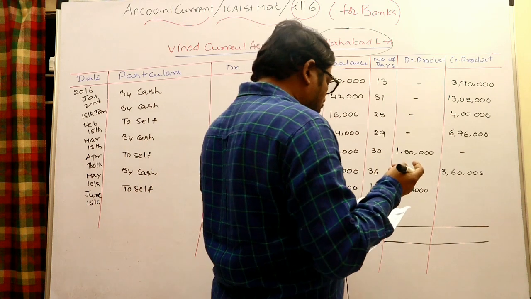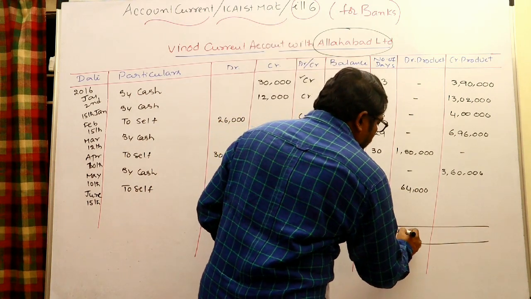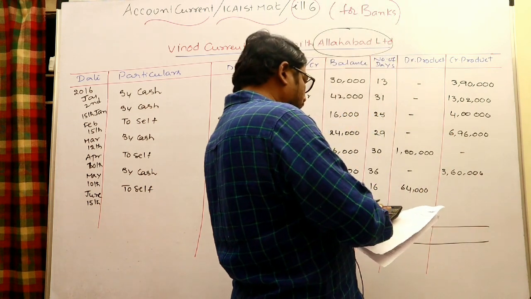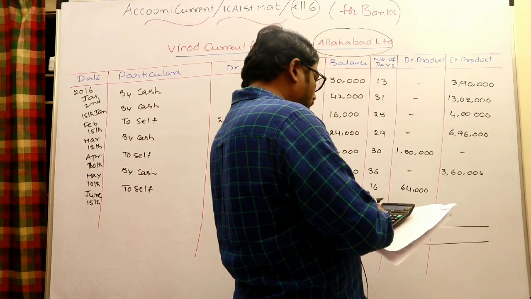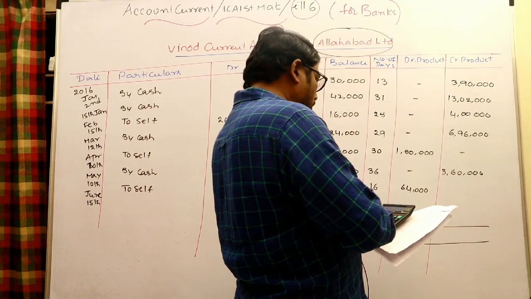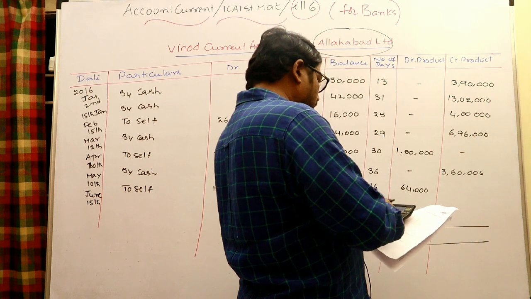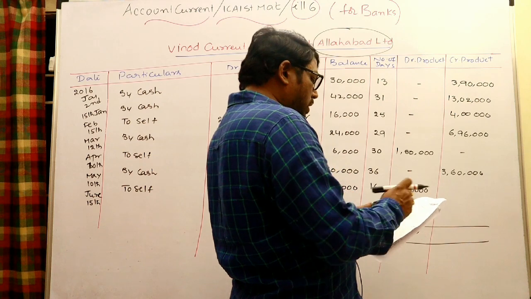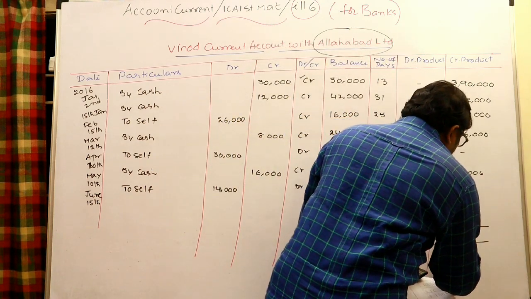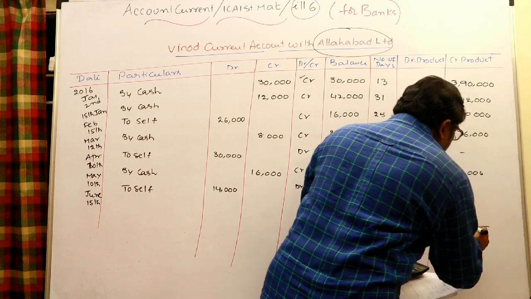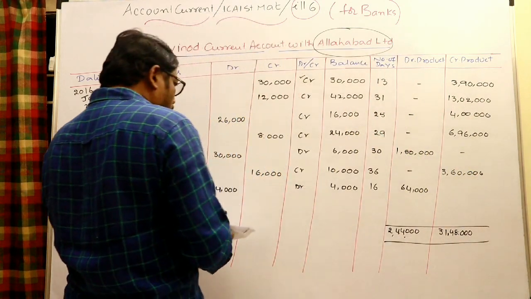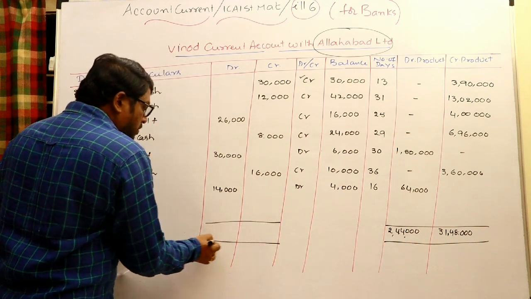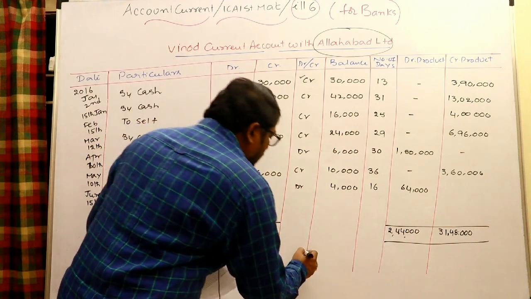Total of debit products is 2,44,000. And look at the total of credit product, 3,90,000 plus 13,02,000 plus 4 lakhs plus 6,96,000 plus 3,60,000. So total 31,48,000. Product for both. Okay, now you may have the interest. Let us calculate the interest.